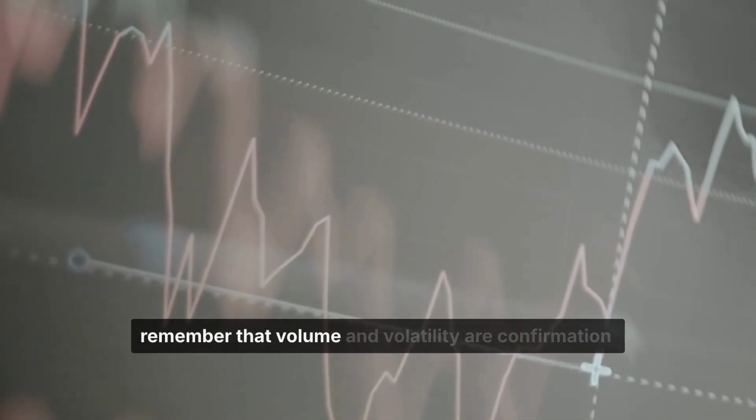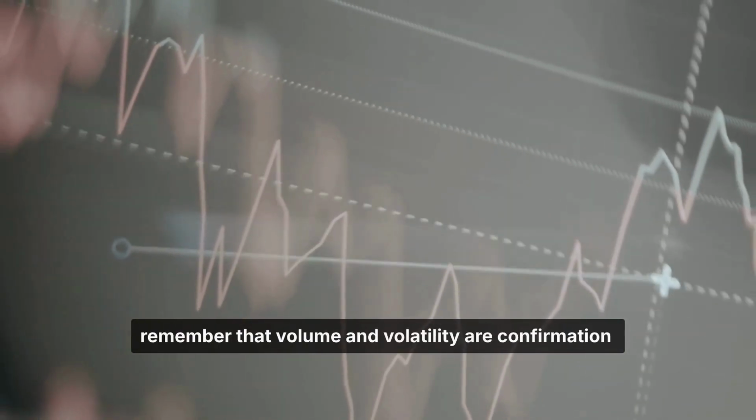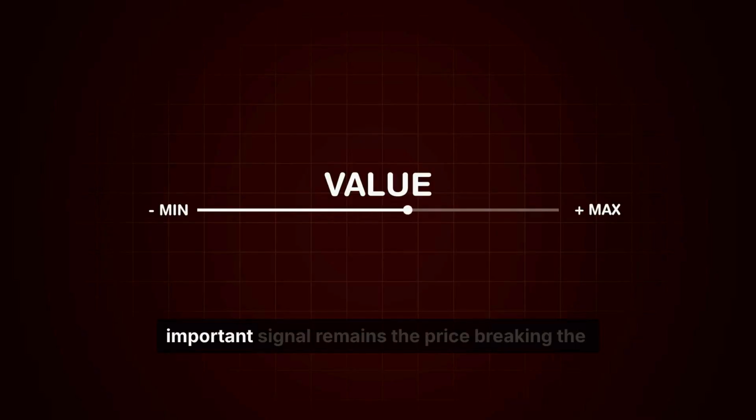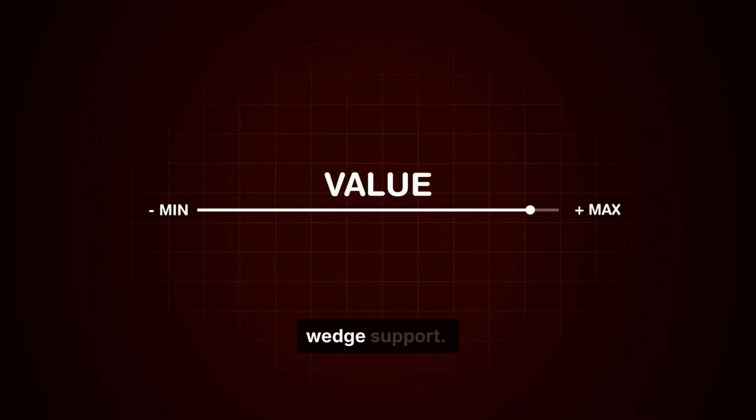However, remember that volume and volatility are confirmation tools. They should not replace price structure. The most important signal remains the price breaking the wedge support.